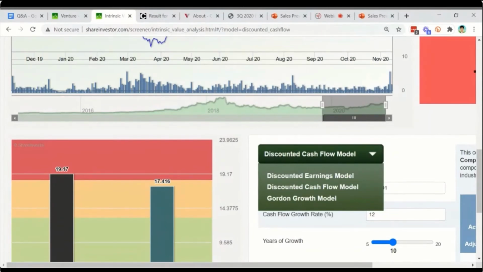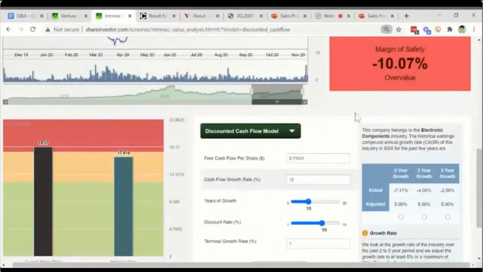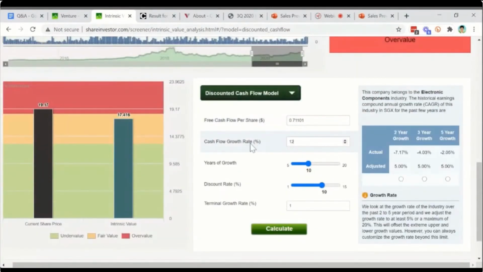So now let's jump back to this DCF model for Venture Corp. Okay, I have just plugged in the numbers beforehand. So the free cash flow is auto plugged in by the system. So this is for Venture Corp. And then for the cash flow growth rate, from what I see when I look at the upward trend, I just want to assume a 12% growth rate. So semiconductor industries are growing rapidly these days, but I just want to be more conservative and put a 12%.